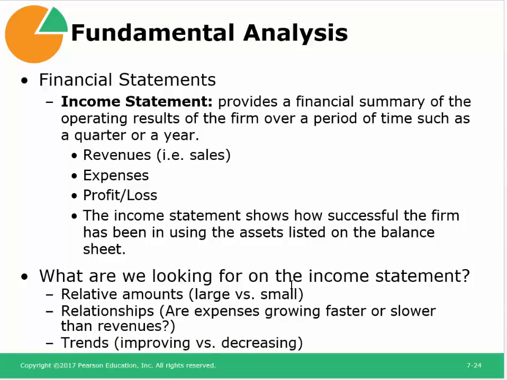Again, what are we looking for? Relative amounts. We're looking for trends. But in addition here, we're looking for relationships, right? What is the relationship between certain expenses and revenues? What are certain line items, certain things that we can identify? How do they relate to the company's business? Are those things growing faster or slower? Is there a relationship that we can identify that tells us the company is doing better or worse?